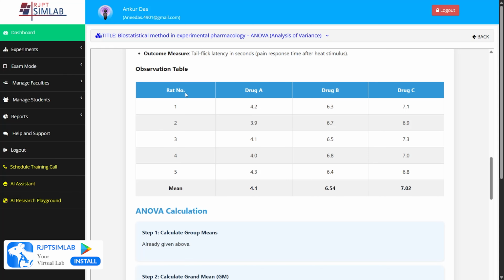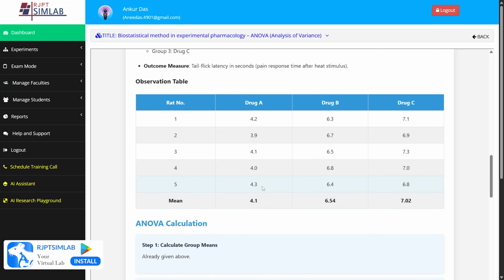We have a column for rat numbers. We are using 5 rats for each group. We have 3 groups which we have allotted 3 different drugs, drug A, drug B, and drug C, denoting the 3 different groups, group 1, group 2, and group 3. Now we have this experimental data. Rat 1 took 4.2 seconds for tail flicking with drug A. Similarly, rat 2 took 3.9 seconds, rat 3 took 4.1, rat 4 took 4, and the 5th rat took 4.3 seconds. The mean of all the rats' times is 4.1 seconds.